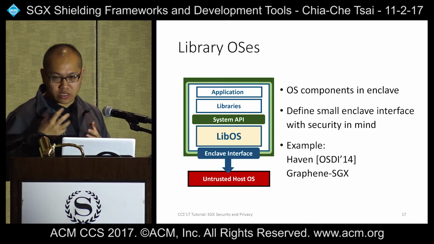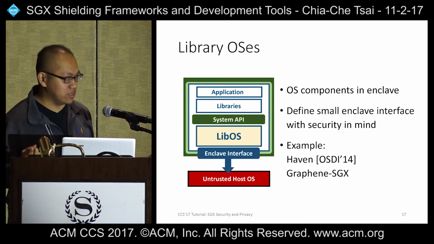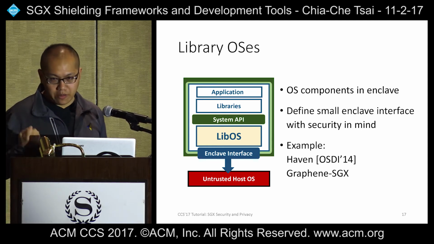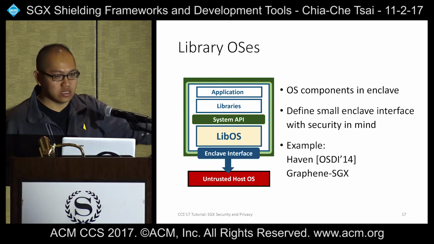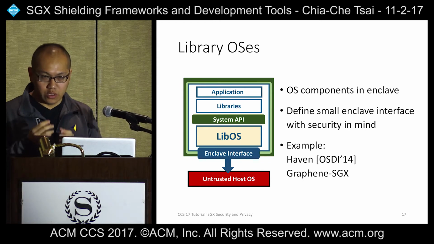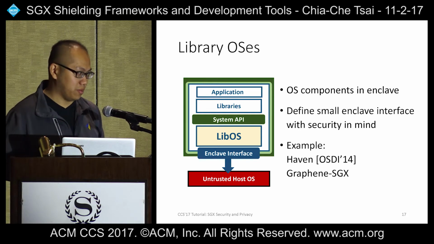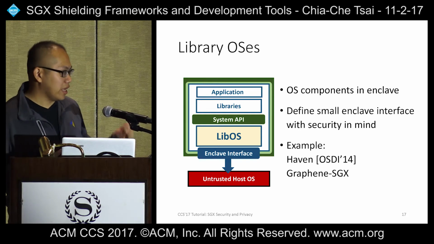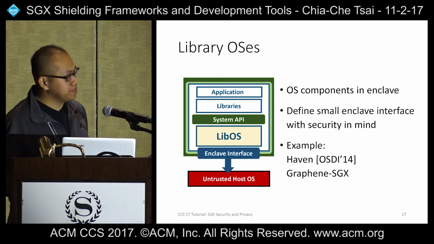By doing this, they also give you the power of redefining a small enclave interface with security in mind. For example, in Graphene, the enclave interface is as small as 28 calls. And these 28 calls we can directly look at and specify security mechanisms on top of. Examples include Haven and Graphene-SGX. We'll talk about Graphene-SGX later.